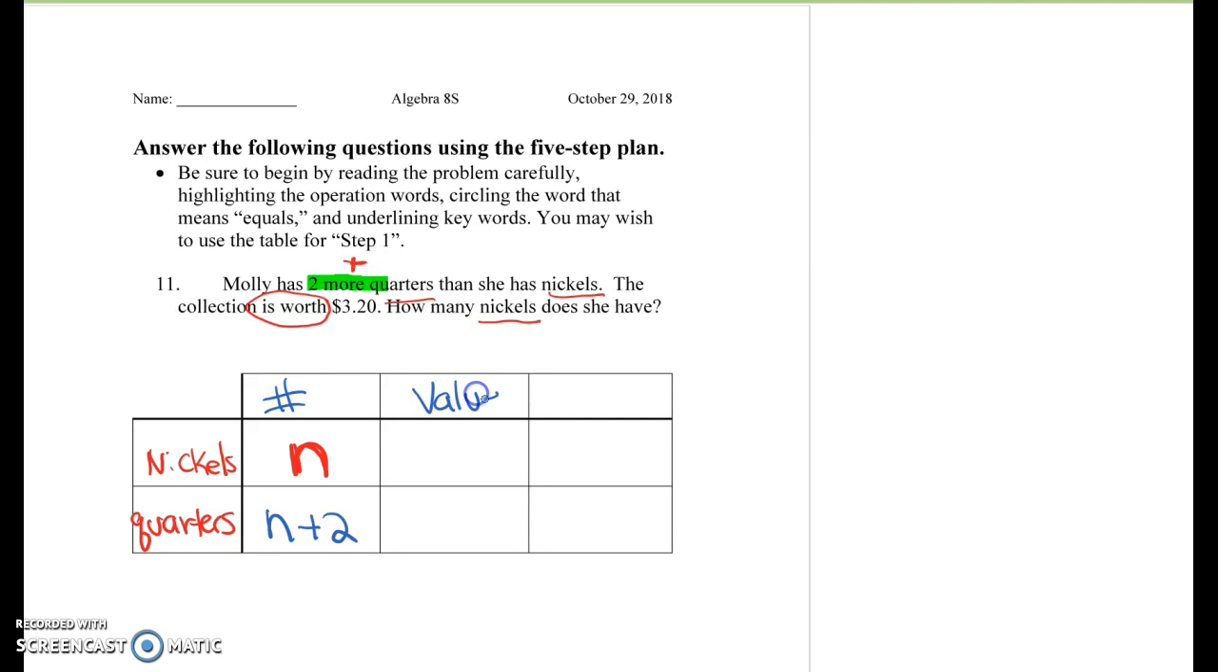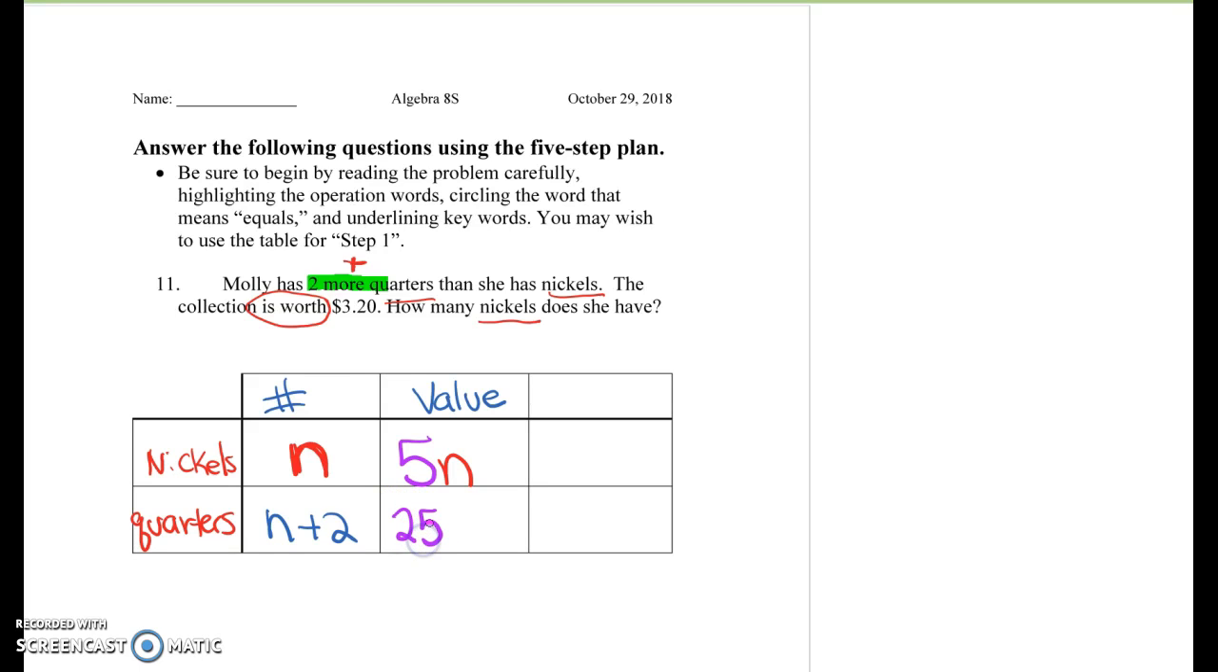Now let's do value. Okay, so nickels are worth 5 cents. So we're going to do 5 times n. And if you have 10 nickels, it's 50 cents. And if you have 100 nickels, it's 500 cents, right? Quarters are worth 25 cents.